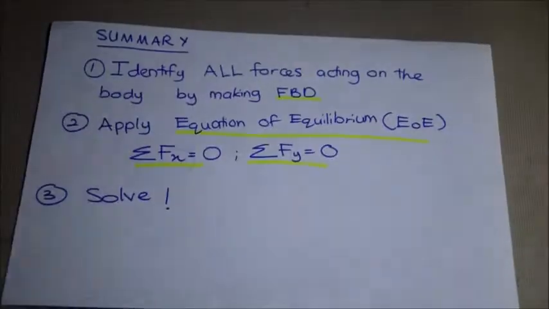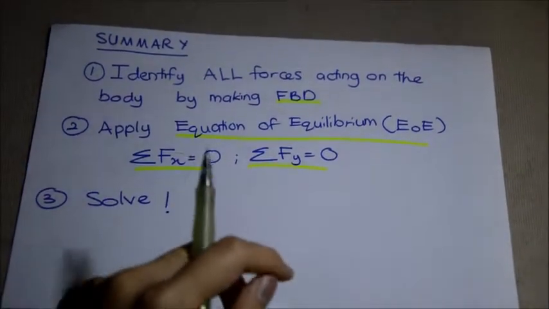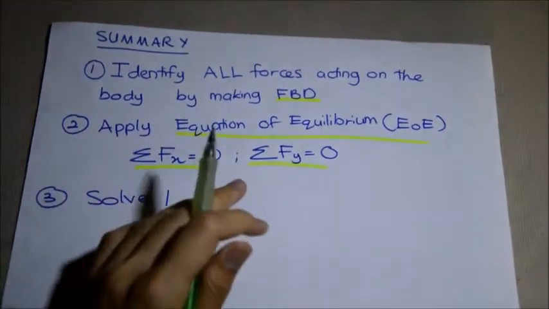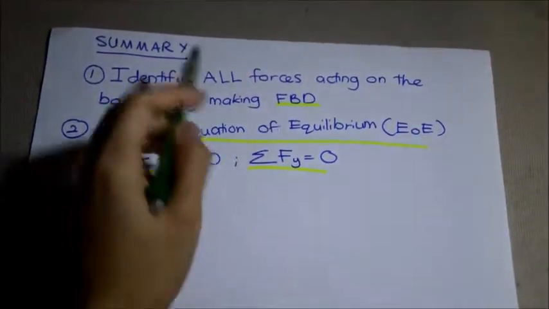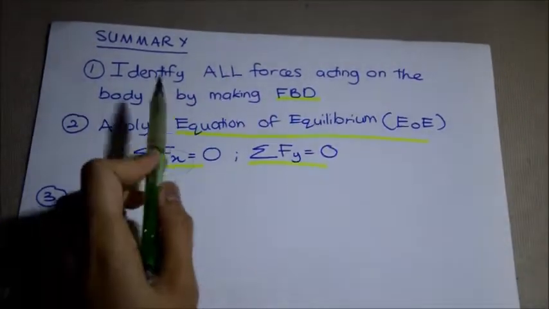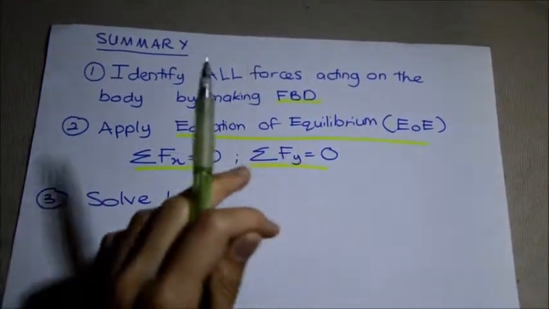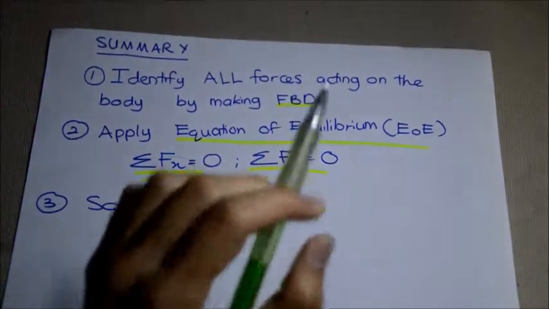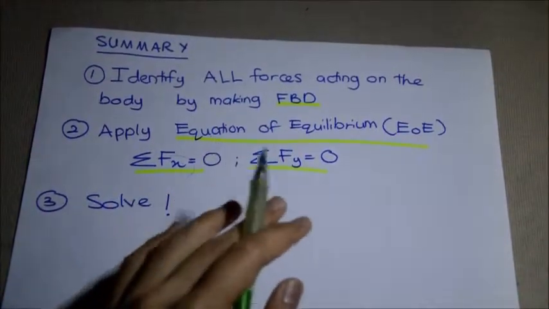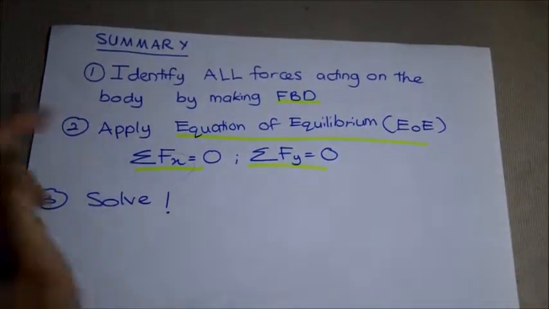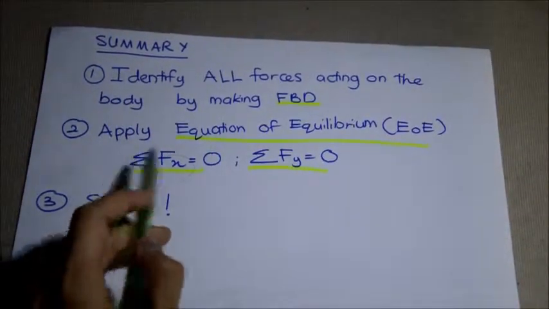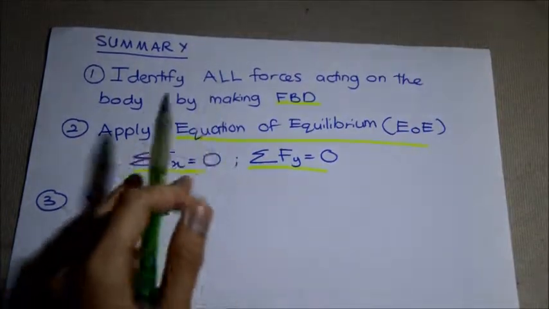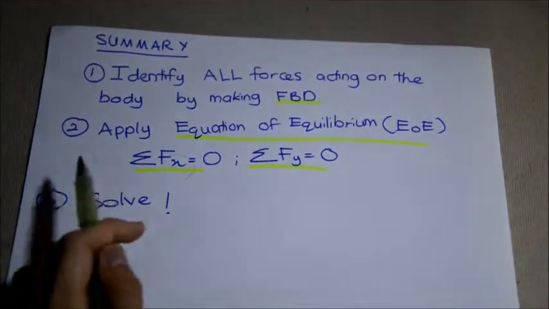Now, I would like to summarize what we have learned today. In dealing with problems related to coplanar force systems, the first step that you need to do is to identify all forces acting on the body by making a free body diagram. Be careful with the sign convention of the direction of forces acting along the axis. The second step is you apply the equations of equilibrium, which are presented by these two equations. Then the final step is you solve the equations in order to get the unknowns.